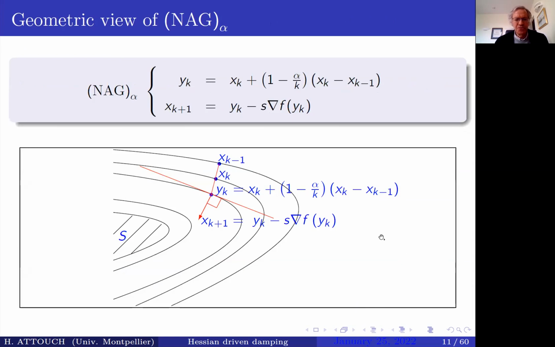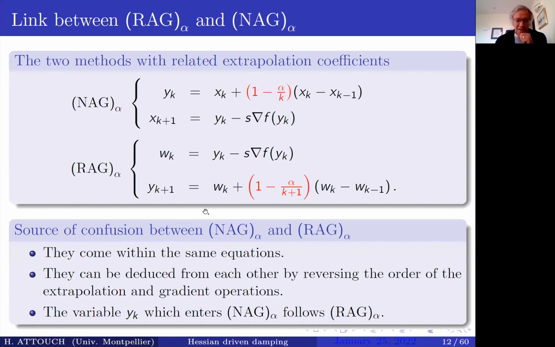Right, here is the geometric view of the Nesterov method: extrapolation, and then a gradient step. See, the picture is quite different from the Ravine method. In the Ravine method, you have 2 gradient steps and then extrapolation. Here it is 1 extrapolation and 1 gradient. So the 2 methods, in fact, as you can guess, are very closely related. Here we write the 2 methods: Nesterov accelerated gradient is NAG, and Ravine accelerated gradient is RAG. Alpha is the parameter which appears in the extrapolation coefficient.